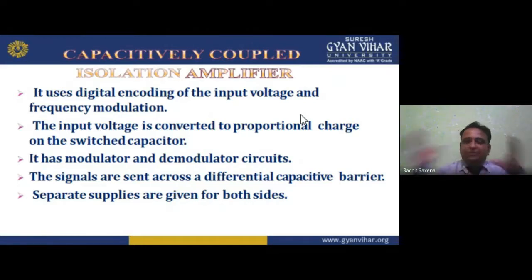It has a modulator and demodulator circuit. The modulator changes the frequency range, and the demodulator again recovers the original range of the frequency. The signals are sent across a differential capacitive barrier. Separate supplies are given for both sides, for the modulator side and for the demodulator side. Do you understand about this?